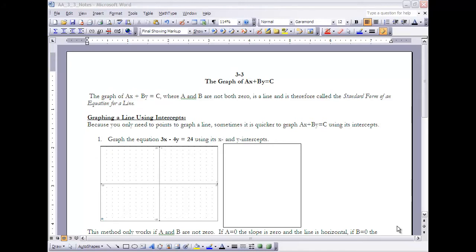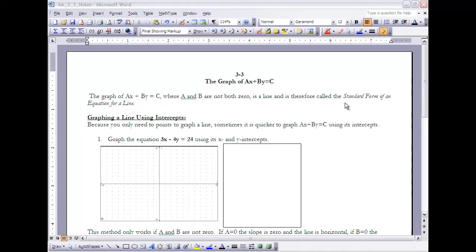When we look at ax plus by equals c, where a and b are not both 0, we know that's a line, and we call that the standard form of an equation for a line. Anytime we have it in the form ax plus by equals c, we call that the standard equation for a line. We can also graph a line in that standard form, and the way we do that is by using its x and y intercepts.